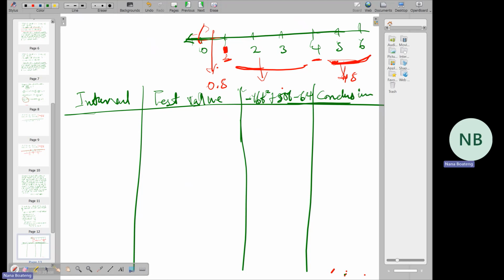All right, so in the interval 0, 1, our test point is 0.5. We substitute 0.5 into s of t. So that will be minus 16 times 0.5 squared plus 80 times 0.5 minus 64. We evaluate this on our calculator, and this equals negative 28. So we get a negative here.